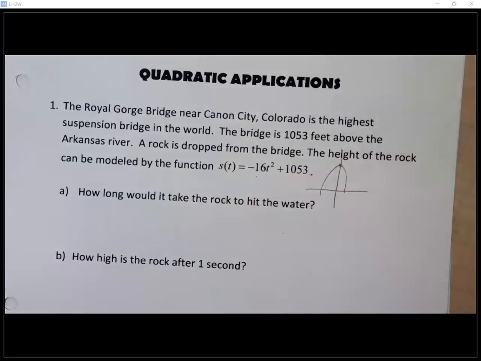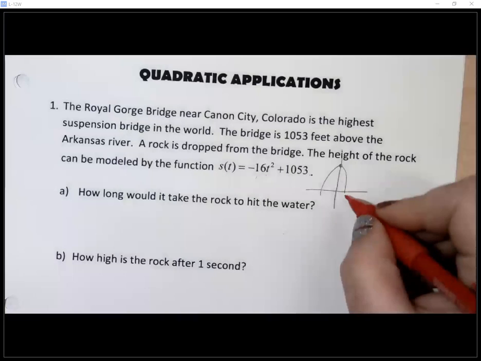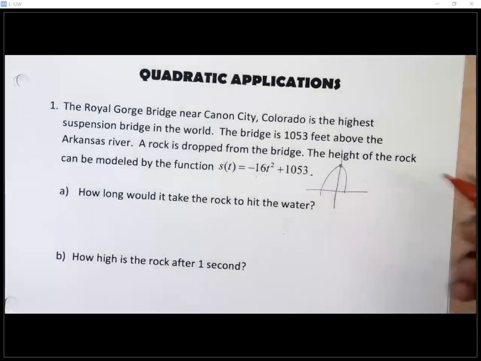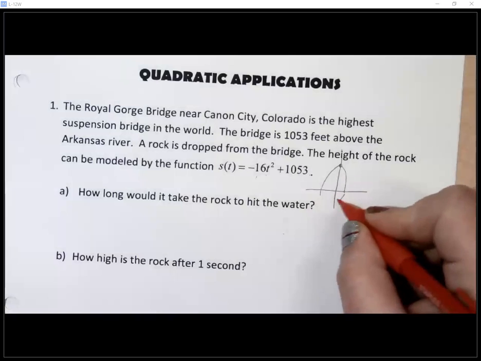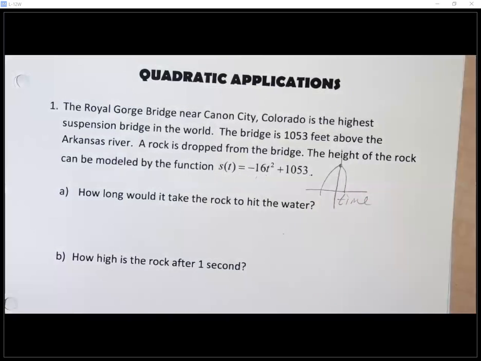It doesn't say that they throw it up off the bridge. We're just dropping a rock from the bridge. So that makes sense. At time 0, it's the highest it's ever going to be because now it's going to drop. Follow me? Okay. So t is going to be basically my x-axis, my time. So if I want to know how long it will take for the rock to hit the water, what am I really finding on this parabola?